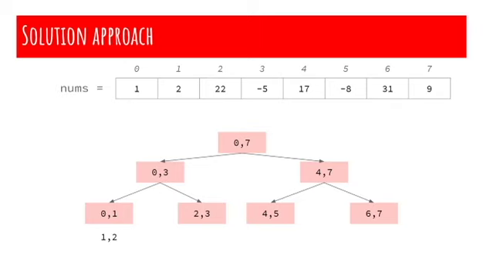On comparing nums of 0 and nums of 1, we return nums of 0 as min and nums of 1 as max. Similarly, for the indices 2, 3, we return -5 and 22. Now we combine the solutions of the sub-problems by comparing the min and max values obtained in both the calls. We do the same for the remaining nodes. At last, the root node returns the min and max value of the entire array nums.